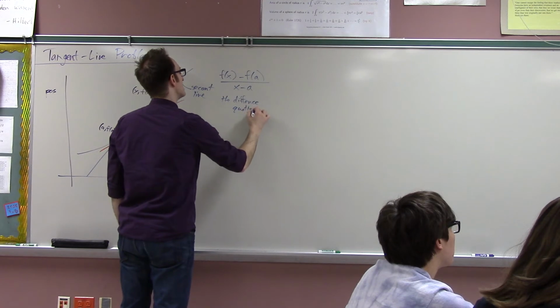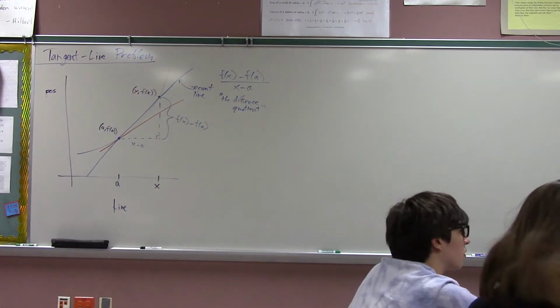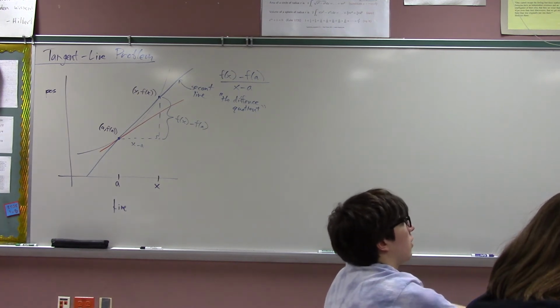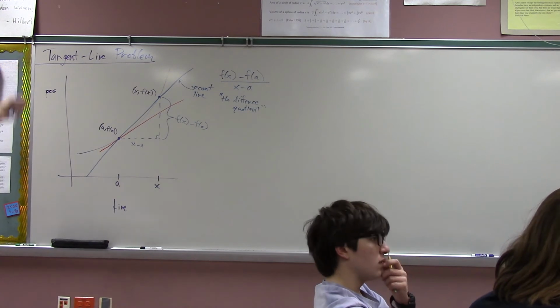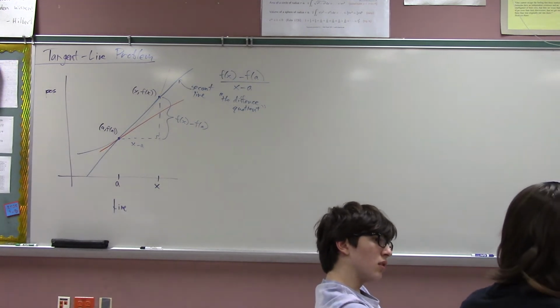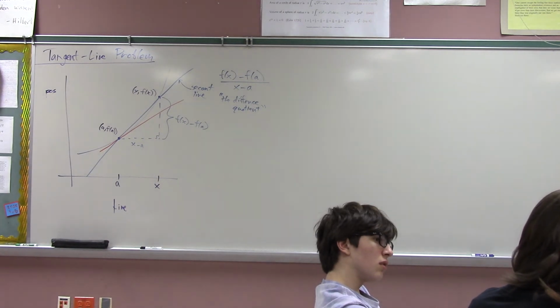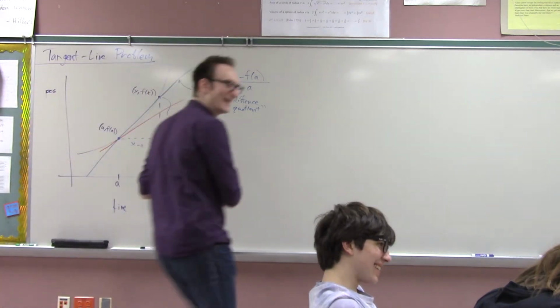Okay, but I don't want to know the average speed over the interval a to x. I want to know the exact speed at x. So how do I turn a secant line into a tangent line? Now the whole class, Eric, what do I do? We make it closer and closer. Closer and closer. How close? As close as you want. Yeah, really, really close.